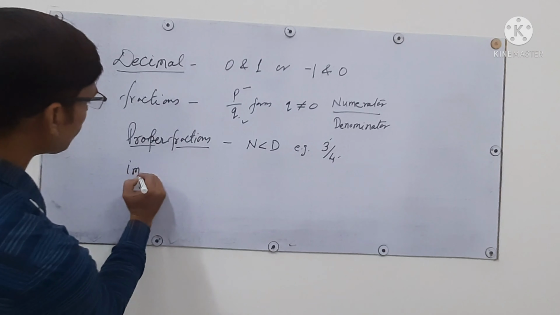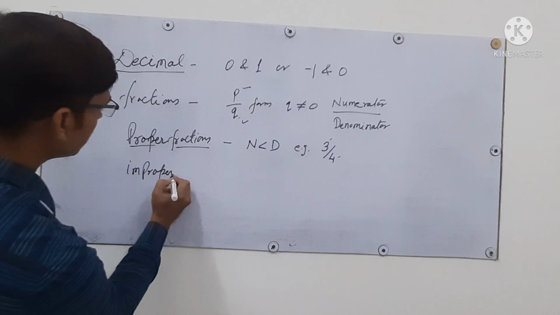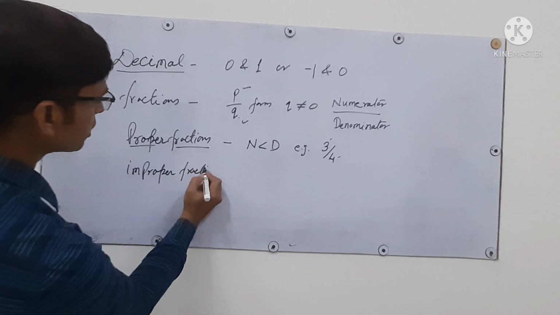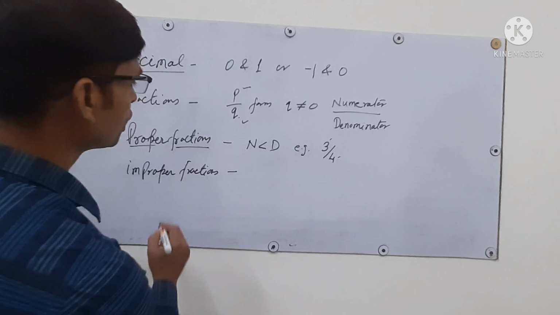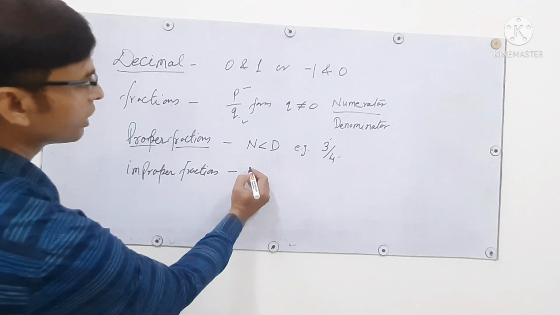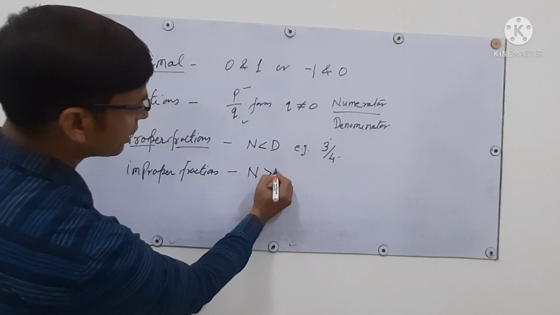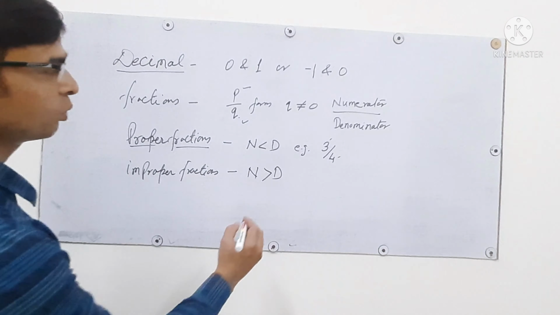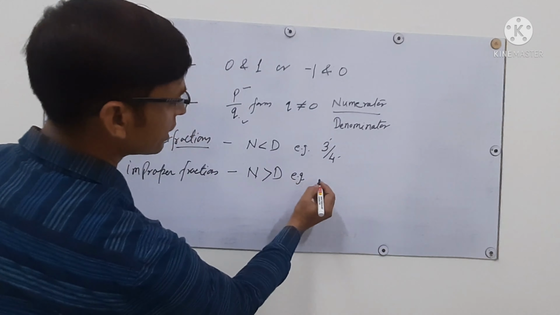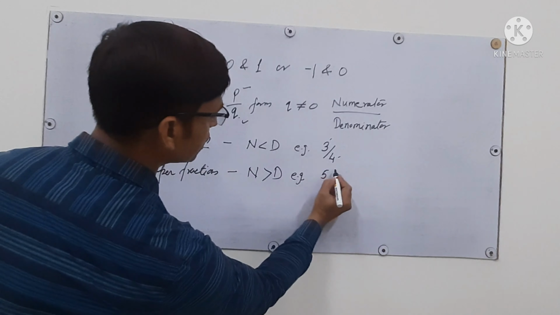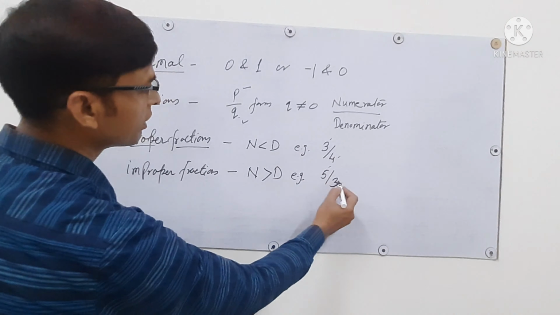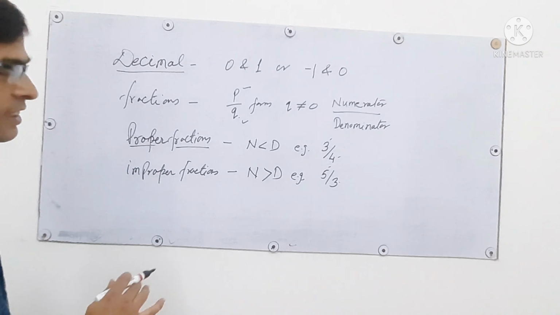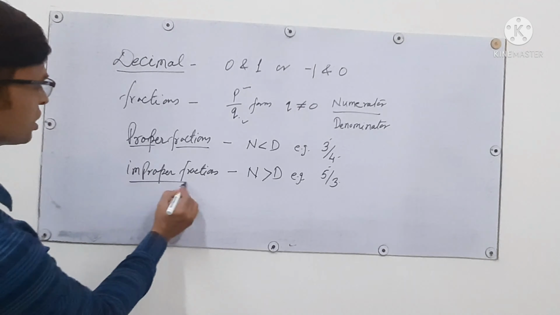What are improper fractions? Improper fractions, yes, what are improper fractions? An improper fraction is one in which the numerator is greater than the denominator. We can understand by example. If it is in the form 5/3, that is, the numerator is greater than the denominator, then this is an improper fraction.